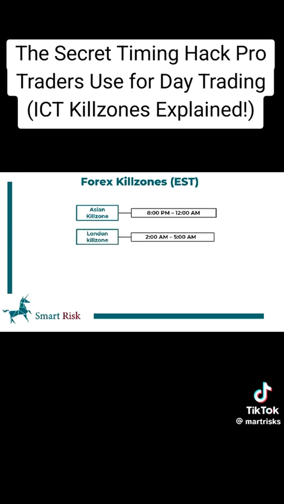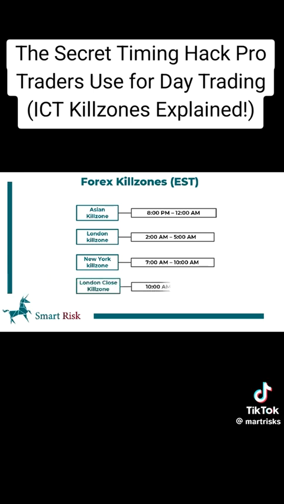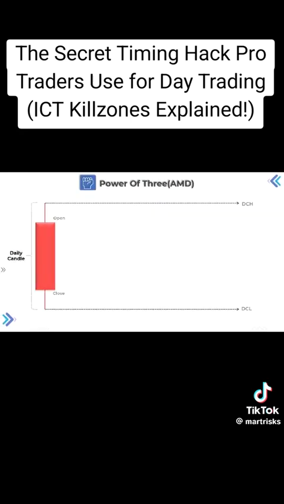London kill zone opens at 2 a.m. and closes at 5 a.m. New York begins at 7 a.m., lasts for 3 hours, and ends at 10 a.m. London close kill zone runs from 10 a.m. to 12 p.m. Before diving into each kill zone and analyzing price behavior, it's important to first understand the market phases. So, let's do a quick breakdown of market phases before moving forward.